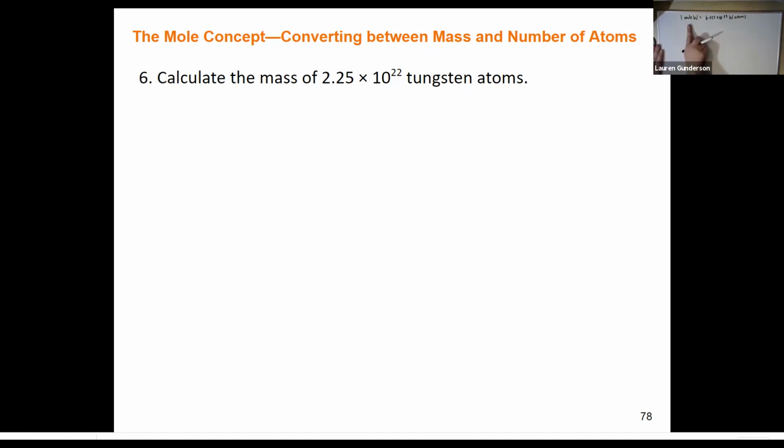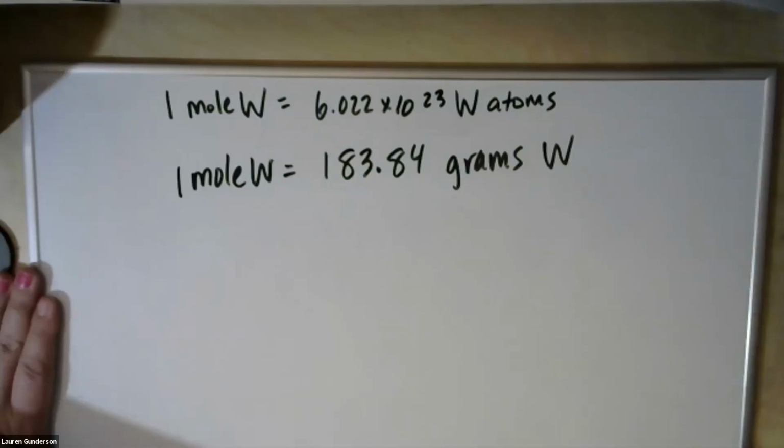So every 1 mole of tungsten is going to be 6.022 times 10 to the 23 tungsten atoms. And the molar mass of tungsten is 183.84 grams per mole. So every 1 mole of tungsten is going to equal 183.84 grams.